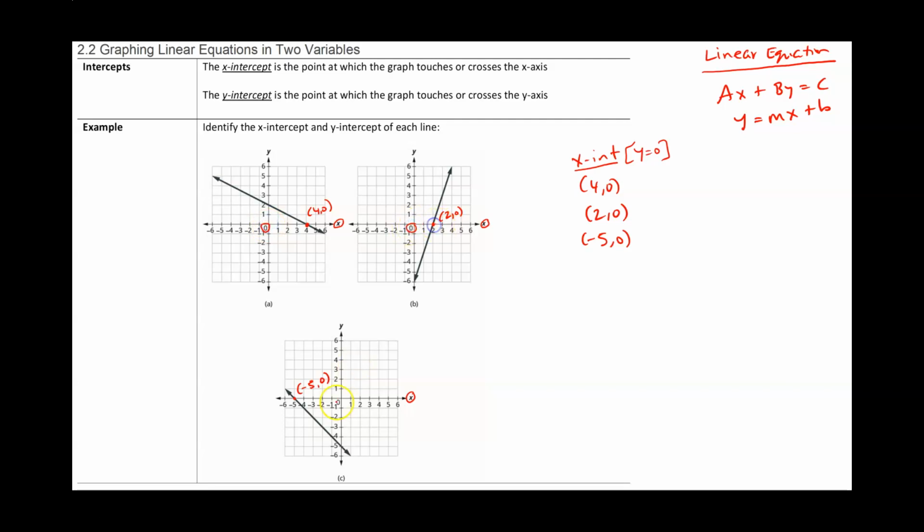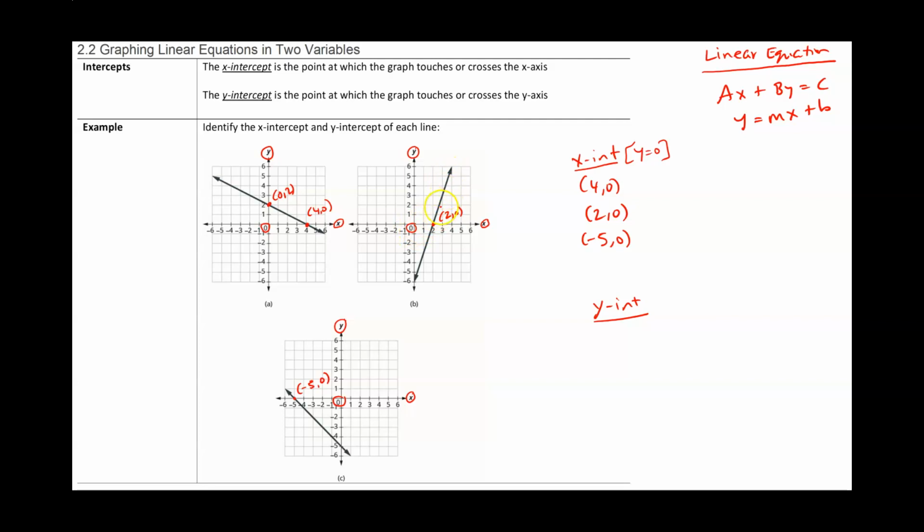That's the only way you can end up on the x-axis. So for any x-intercept, the y value always has to be 0. Now let's look at the y-intercept. The y-intercept, by definition, is a point at which the graph crosses or touches the y-axis. So this is the y-axis here. Okay, I'm going to follow my line, and it's going to hit the y-axis right there. The x is 0, and the y is 2.